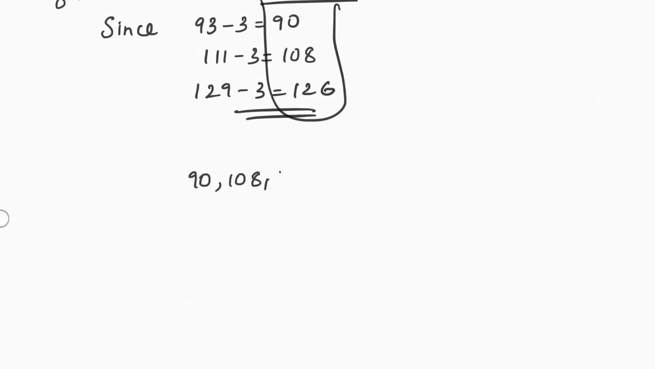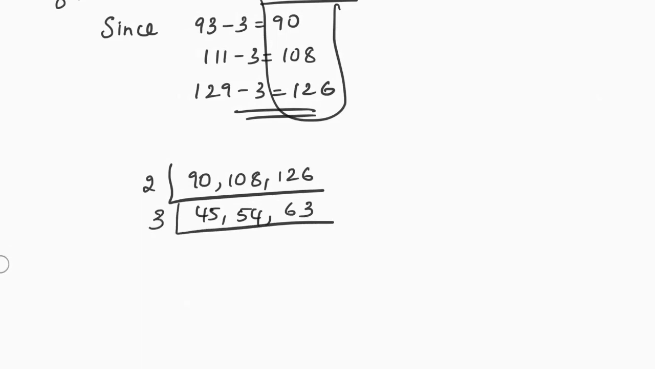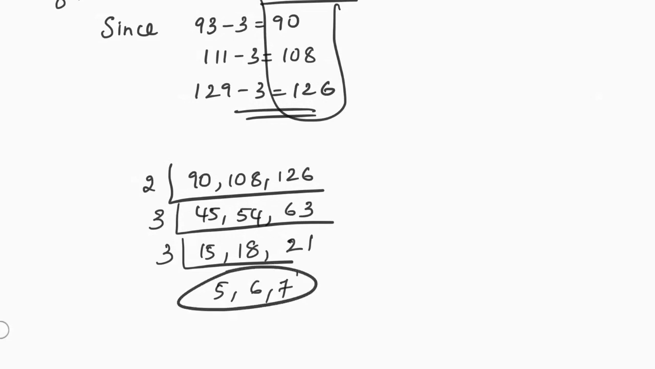So what do you get? 90, 108 and 126. Let me do this method only. 2, 45, this will be 54 and this is 63. Again I can divide with 3. 15 and here 3 is 1, 18 and 21. Again I can divide with 3. 5, 6, 7.